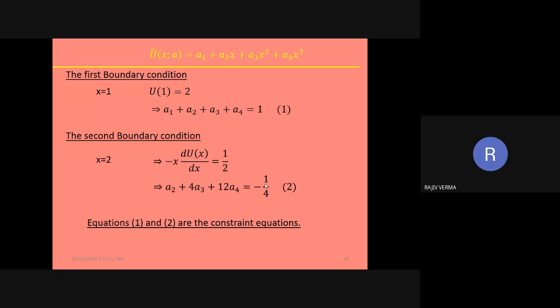Equation number 1 and equation number 2 are the constraint equations, and note that there are only two constraints, but there are four unknowns. The four unknowns are A1, A2, A3, and A4. So since we have two equations, we have four unknowns. Obviously, the four unknowns cannot be solved unless we have some other information available to us.